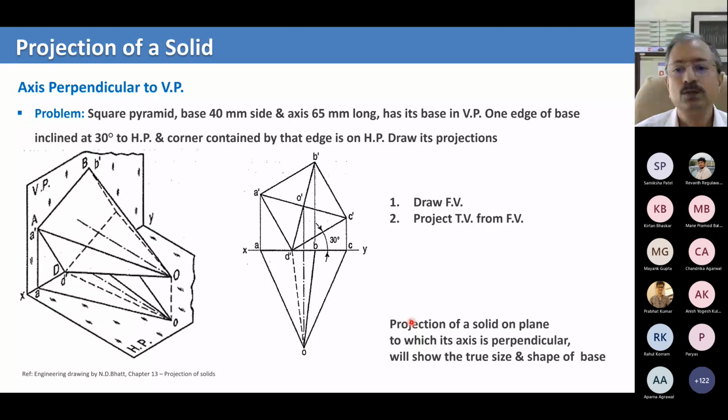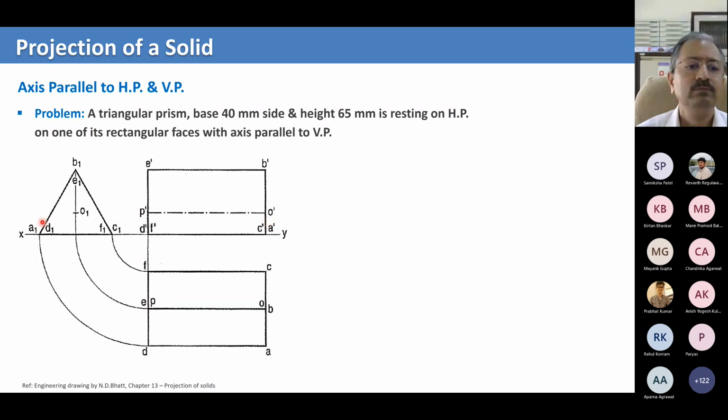Okay, so now, the projection of a solid on a plane to which its axis is perpendicular will show the true size and shape of the base. So what you're seeing here, A dash, B dash, C dash, D dash, is actually the true shape of the base of the pyramid. Okay, that's obvious.